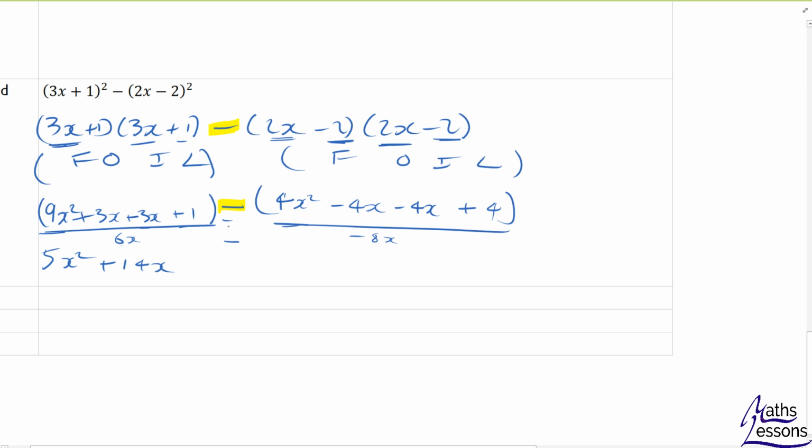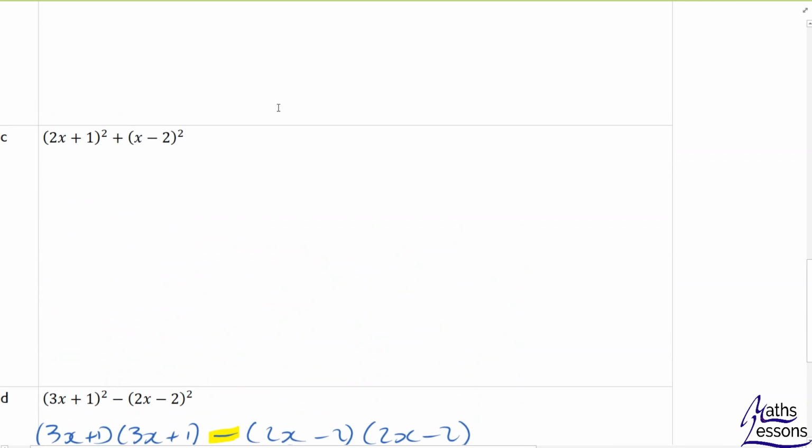And then I've got 1 minus 4. Okay, you've got plus 1 minus 4. That will give you 3. Okay, that will do for that. I think there's one there you can practice.